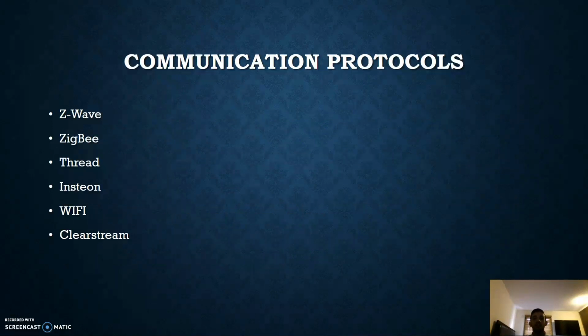Some of the main communication protocols that smart home devices or IoT devices use. From now on, I'm going to be referring to IoT under the smart home umbrella. So if I say smart home, that doesn't necessarily mean only smart home, that's IoT in general. But the main common ones are Z-Wave, Zigbee, Thread, Insteon, Wi-Fi, and Clearstream. We'll get into details on what devices use those. Z-Wave being the most popular one out of the bunch. That one's used mainly for locks, lights, pretty much anything home automation.